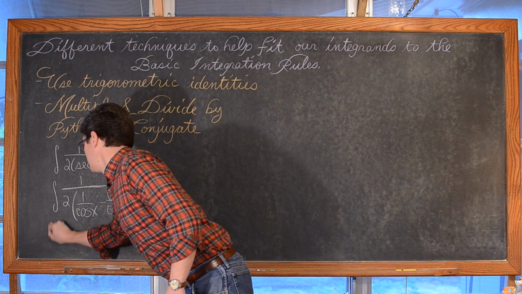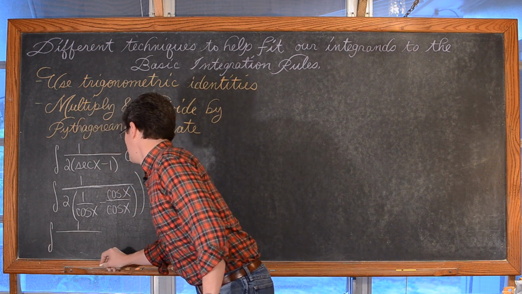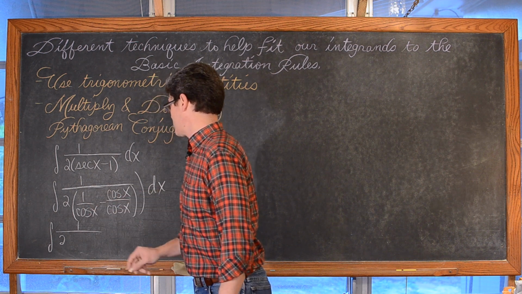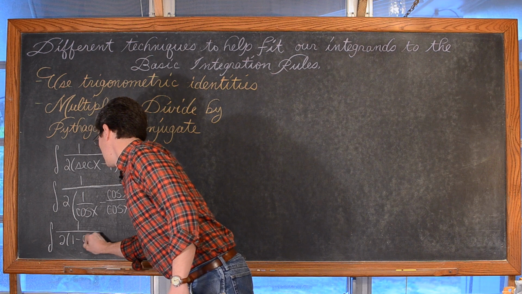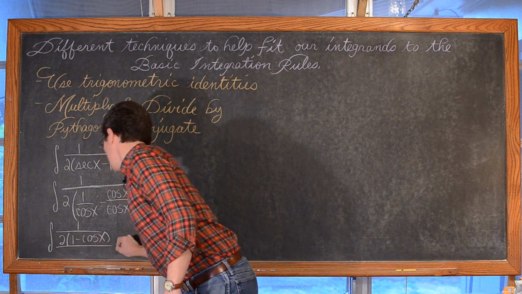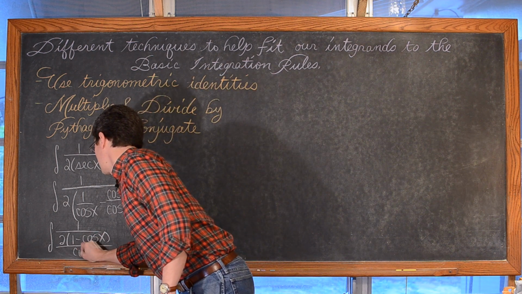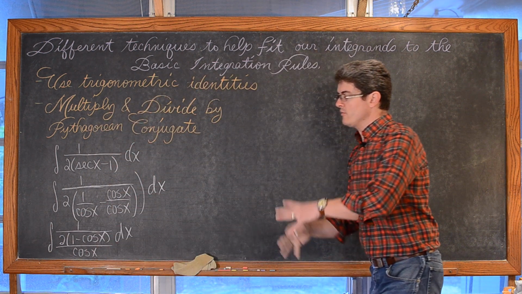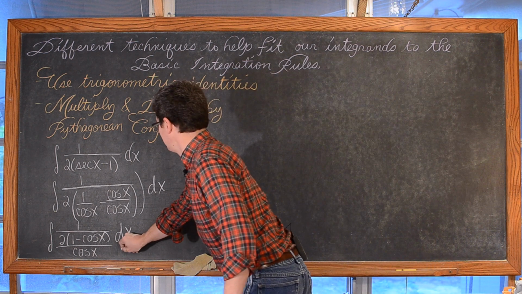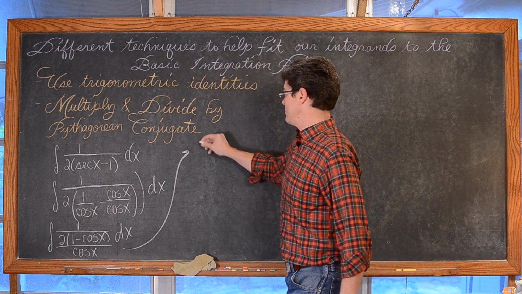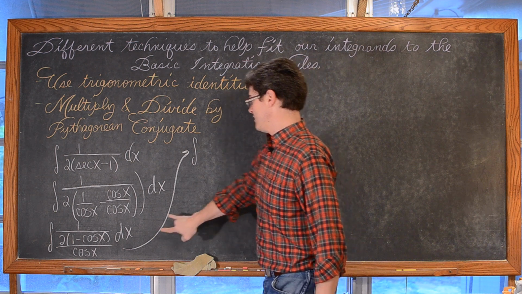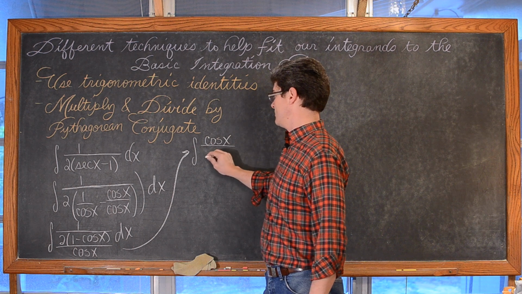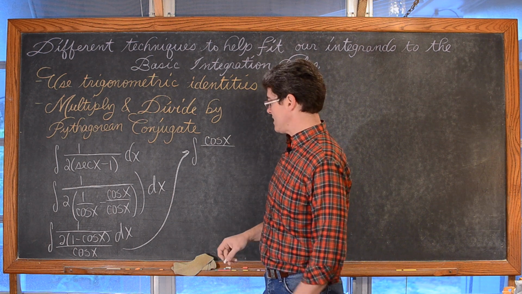And now writing this, we have the indefinite integral of 1 over 2 times 1 minus cosine x over my common denominator of cosine x. Okay, well now I've got 1 over a big fraction, so I'm going to flip that up. And we're going to get the indefinite integral of, again flipping this up, cosine of x over, and let's just go ahead and distribute that 2 through, I think.